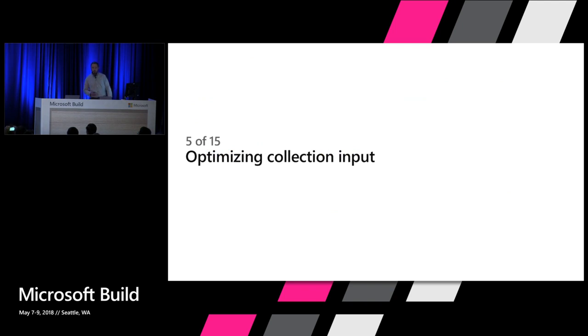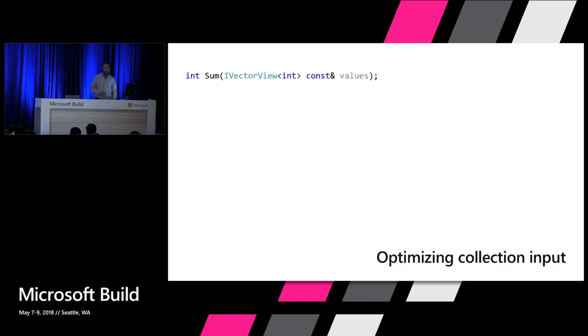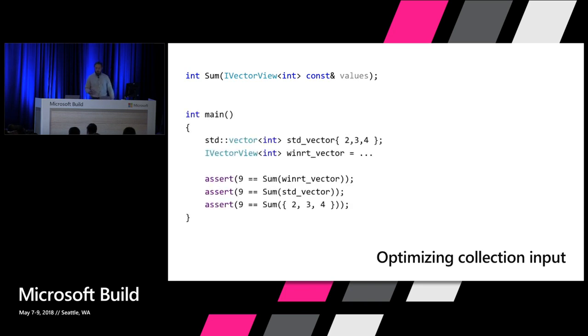Building on that, we also optimize for collection input. So you can imagine an API that needs a collection of numbers. You can imagine what this guy would do, return the sum of these values. And we would want to call that in a pretty standard way. You might have a vector that you received from some other API. That's the WinRT IVector, or a std::vector that you allocated locally. My favorite container type, it should just work.